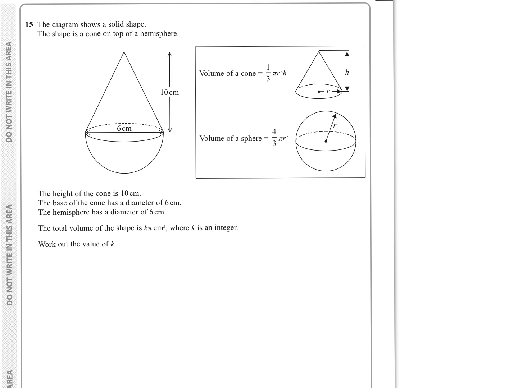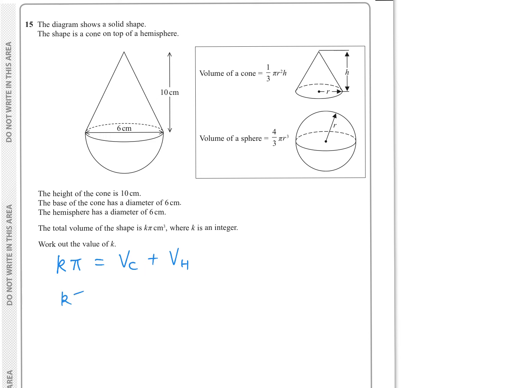Question 15. We're given the diagram which shows a solid shape. It's made up of a cone on top of a hemisphere. We're given the height of the cone is 10 centimetres. The base of the cone has a diameter of 6 centimetres, and the hemisphere has a diameter of 6 centimetres also, because they're joined together. And it says the total volume of the shape is k pi, and that's made by adding the volume of the cone plus the volume of the hemisphere.